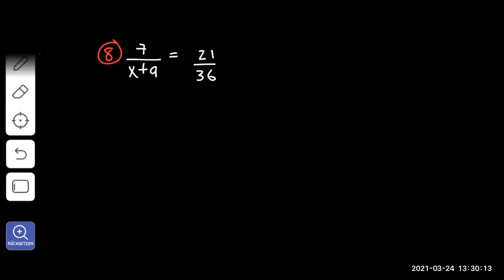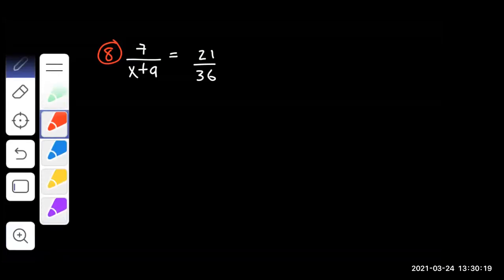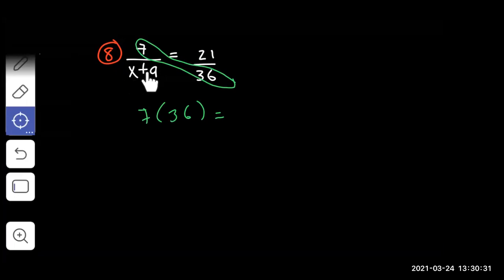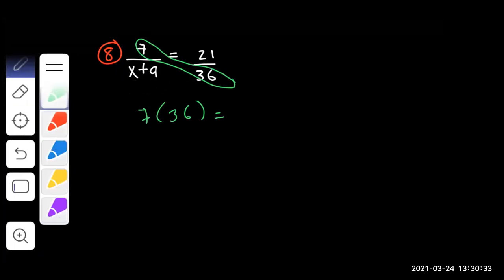Okay, and here's the kicker. We have x plus 9 in the denominator. Don't worry, guys, just follow this. Let's multiply this and this: 7 times 36. And then let's multiply this part: x plus 9 times 21. Okay, let me just add this. You can say that's x plus 9 times 21.